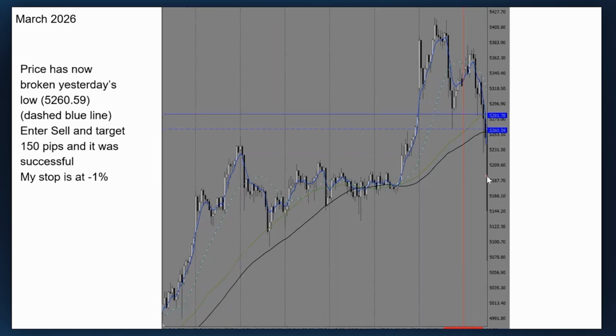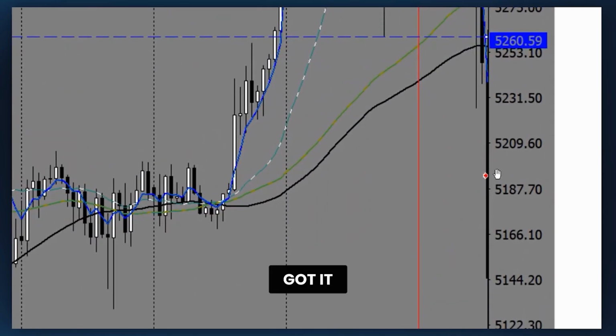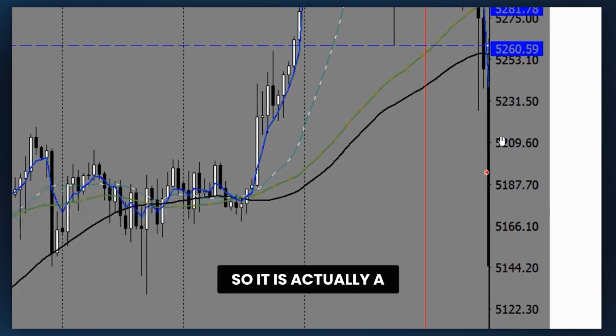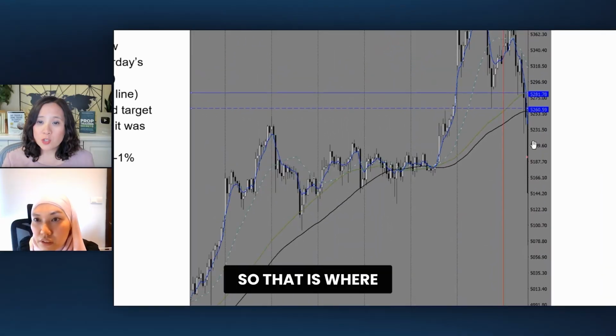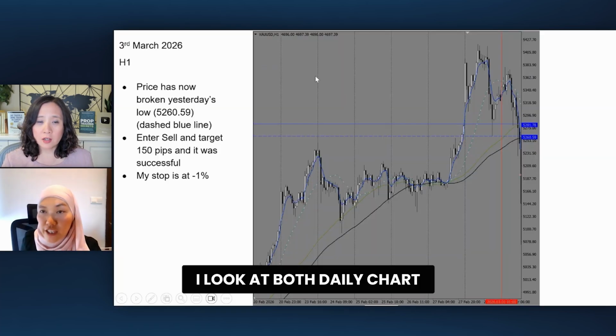Let me just zoom in. You see this? So this is a long candle. Yeah. So it is actually an actual trade. So that is where you short, but then we see the full trade on the daily chart. Is that correct? I look at both daily chart and then H1.